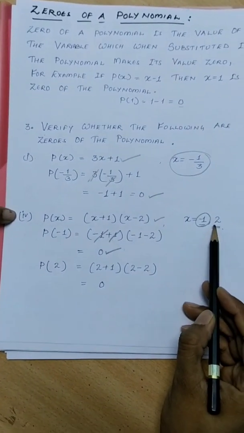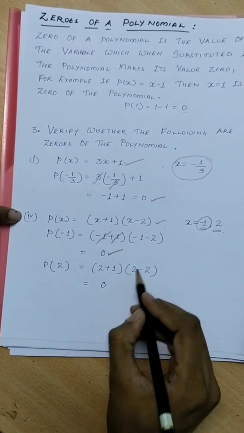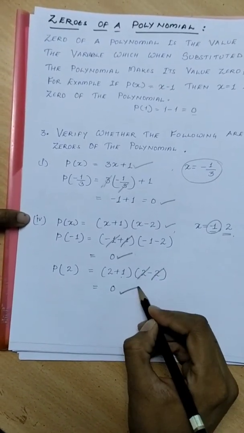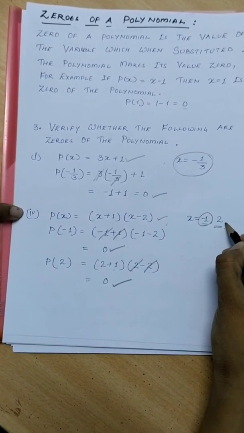Now if we put 2 here, so 2 plus 1 and 2 minus 2, you can cancel this 2 and minus 2. So again it is 0. It means 2 is also a 0 of this polynomial.